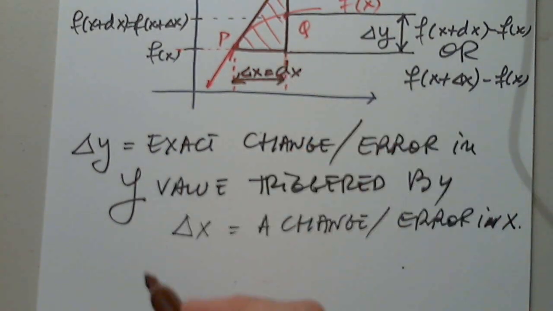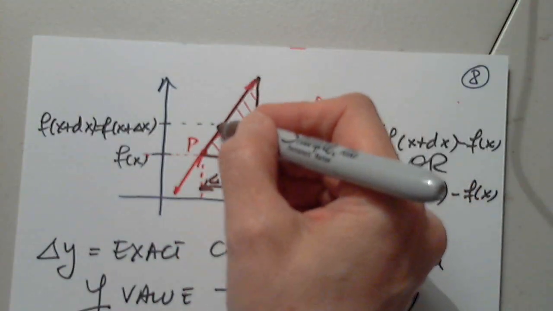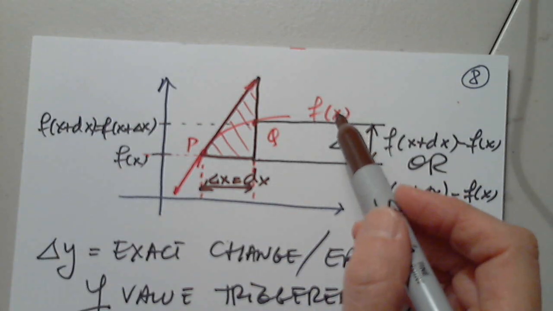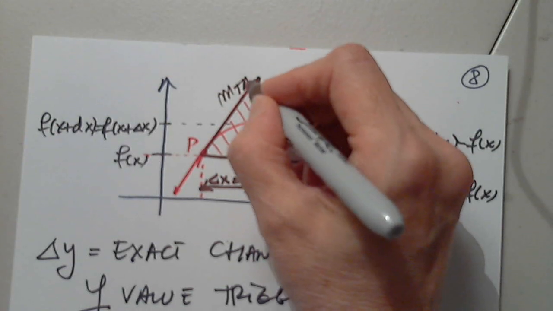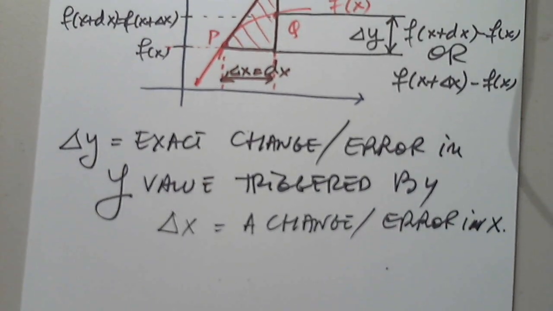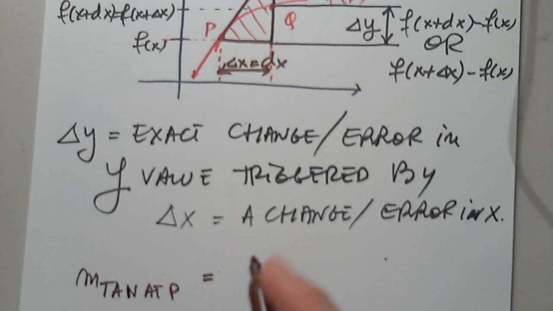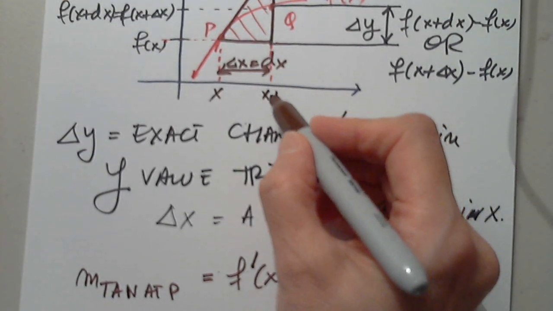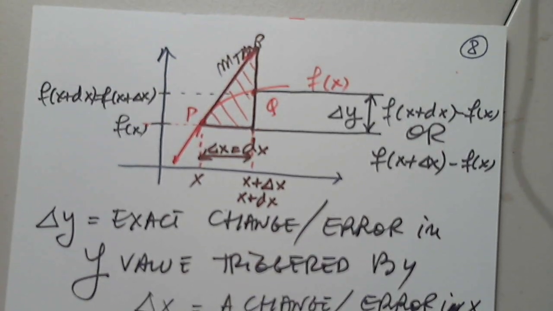And looking at that triangle, can anyone give us the slope of the tangent line at the point P of this function? What is the slope of this tangent at P? From what we studied in this course so far, the slope of the tangent at P equals f prime of x, because this is x and this is x plus delta x, x plus dx. Awesome. That's what we studied.